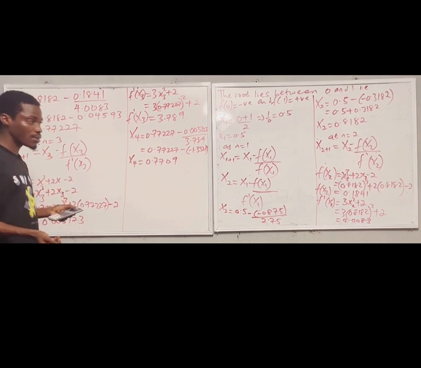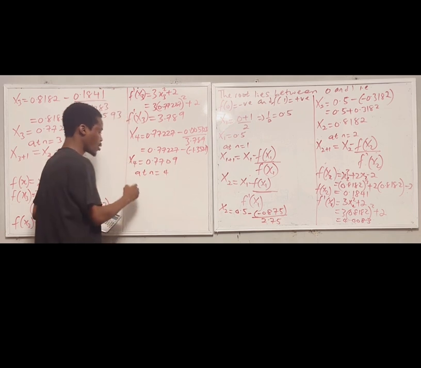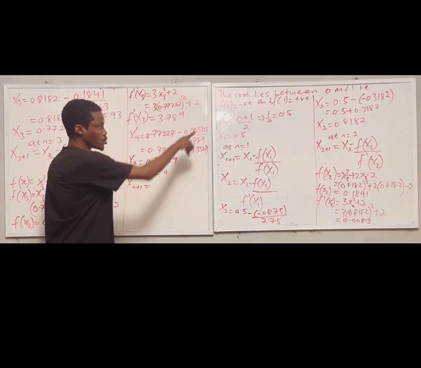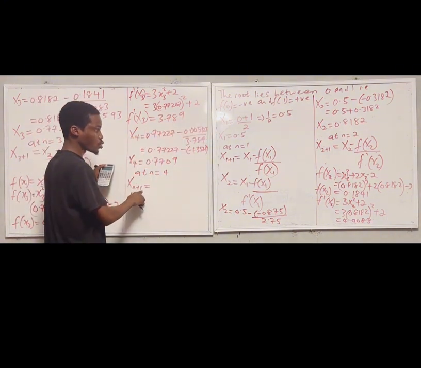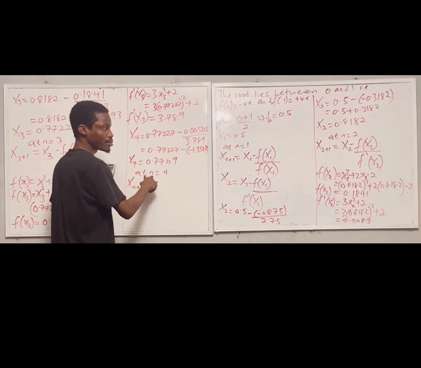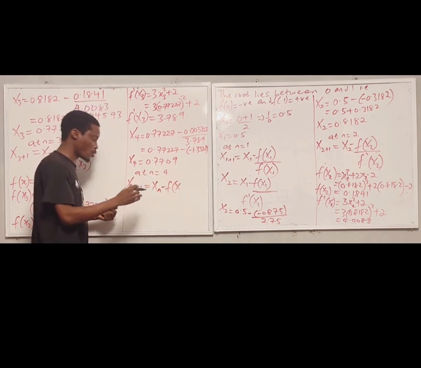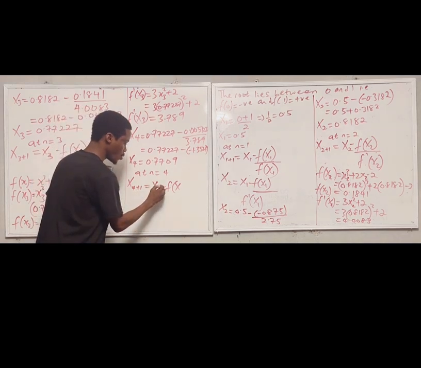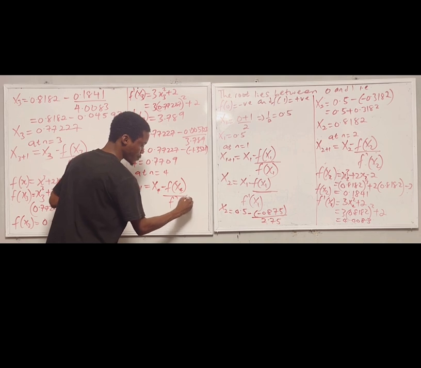So I have to do for my S5. For me to do for my S5, that is at n is equal to 4. So I'm going to have the formula: Sn plus 1 is equal to Sn minus f of Sn all over f prime of Sn. Since my n is 4, I'll just put 4. S5 is equal to S4 minus f of S4 all over f prime of S4.